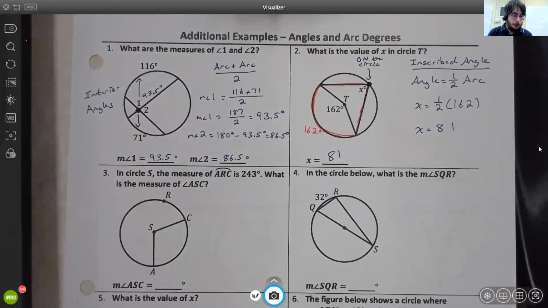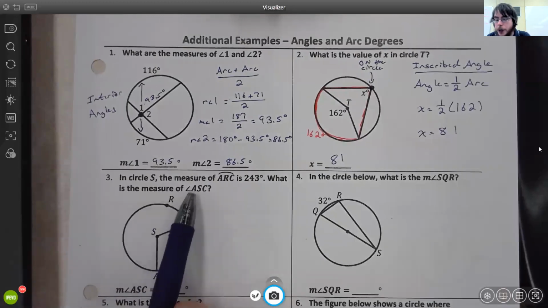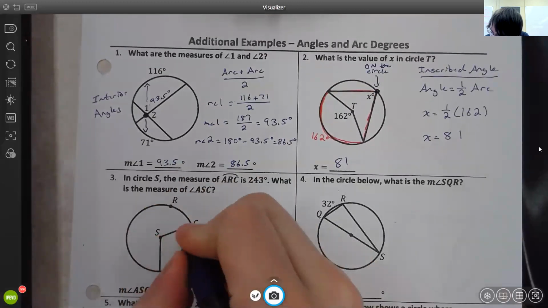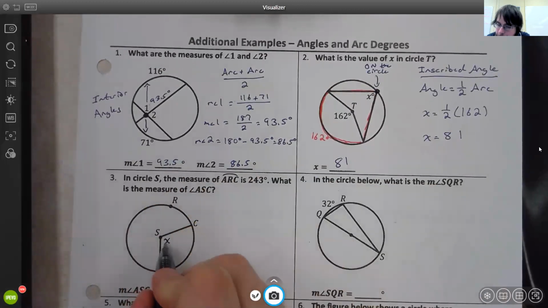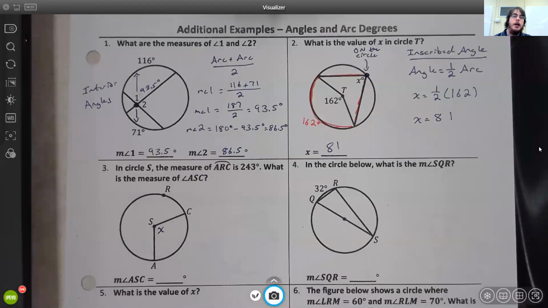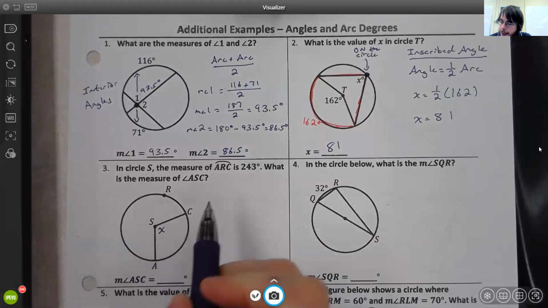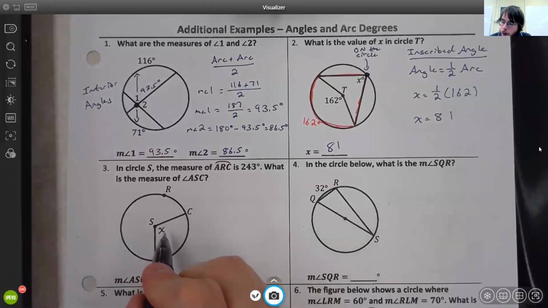All right, now let's look at number 3. It says in circle S, the measure of arc ARC is 243 degrees. What is the measure of angle ASC? So in this problem, it wants us to figure out the measure of angle ASC. So angle ASC is right here. It's that angle there. So what we know about that angle is that ASC is a central angle.